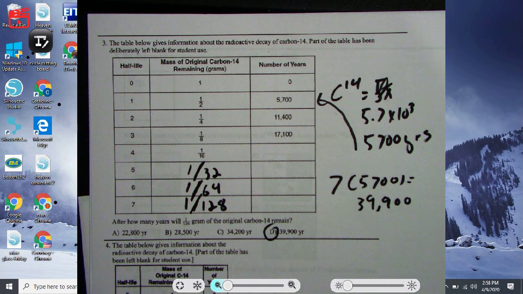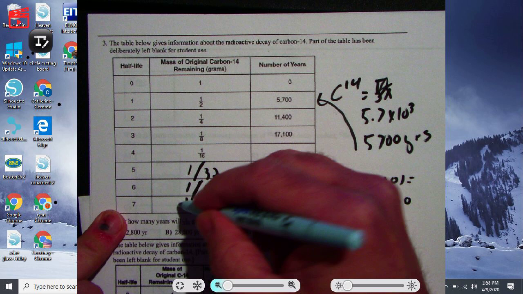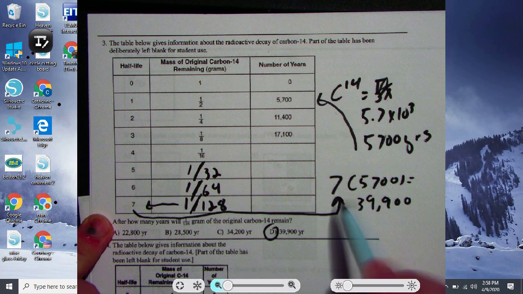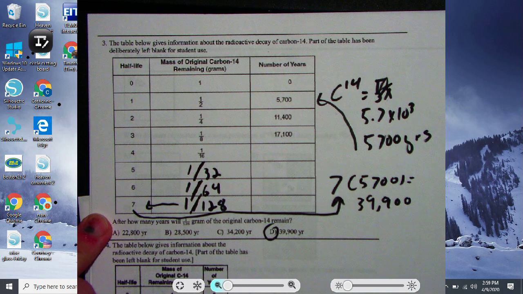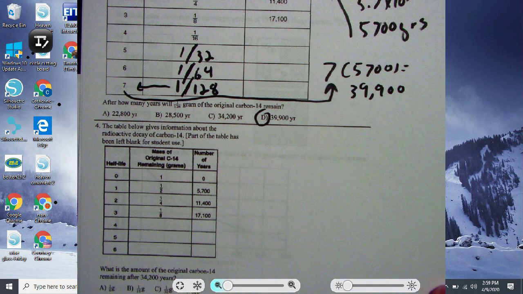Answer letter D. So notice again, this is our 128 that gave us the 7. That 7 came over here and went right there. 7 times 5,700 years gives us 39,900.